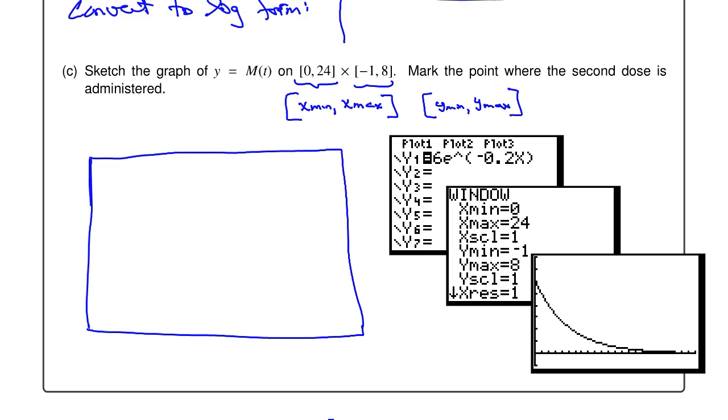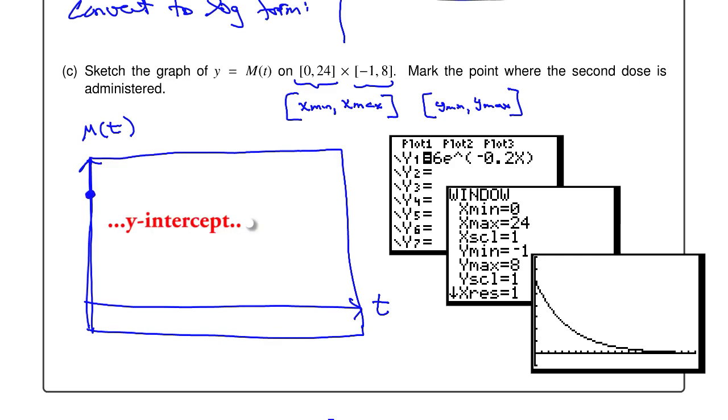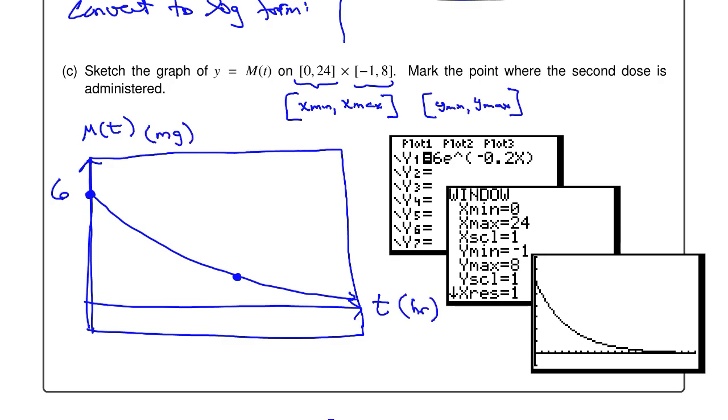And when we do the axes, it'll be something like this. This will be the t-axis. This will be the m of t-axis. And you should notice that the y-intercept is at 6, and that it's the decreasing exponential. So it should look something like that, maybe, probably a little steeper even. And then somewhere around here is the point where the second dosage should be given. So be sure and do that on your calculator and make sure you can see these results.